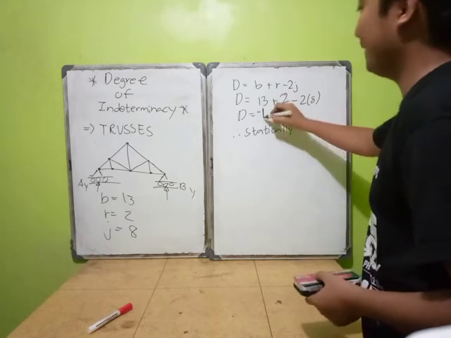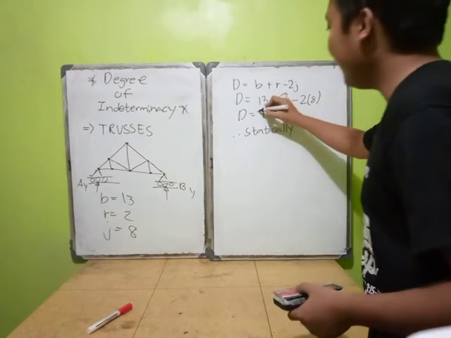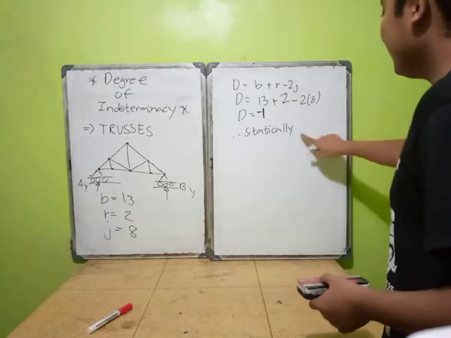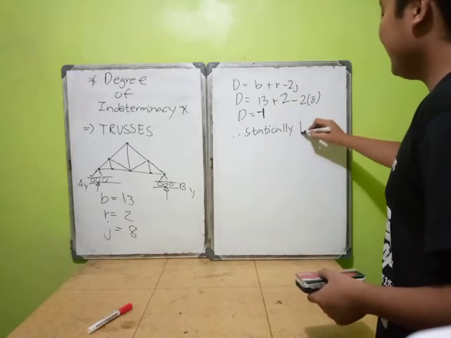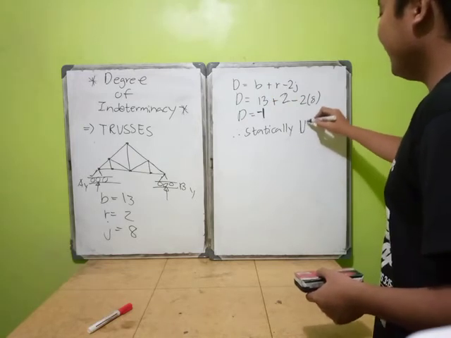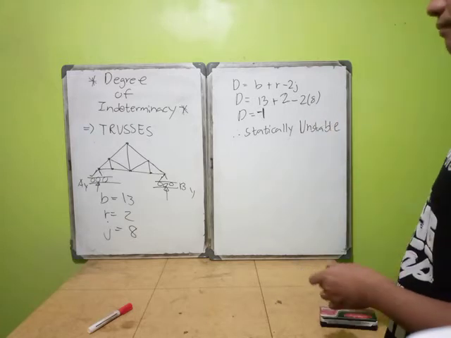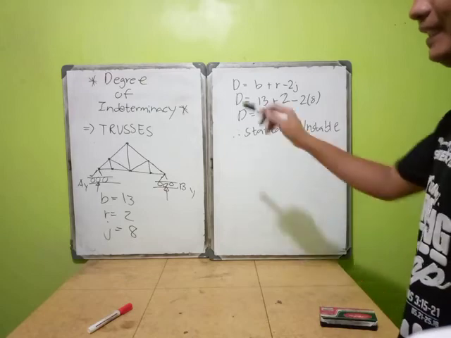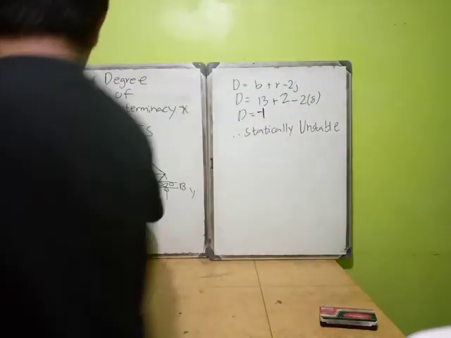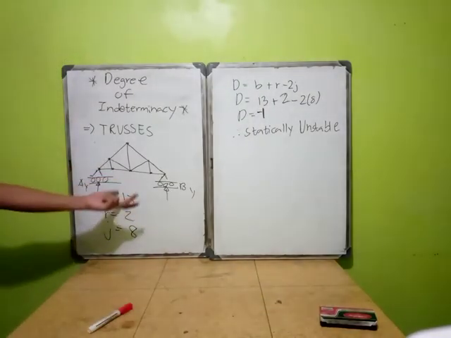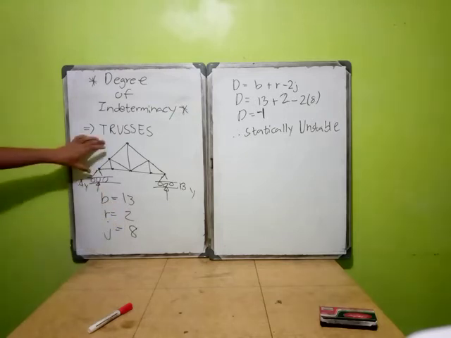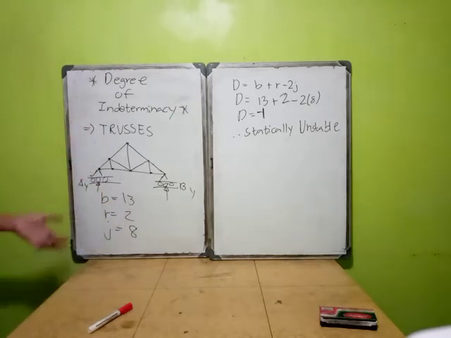Negative 1. And we know that if D is less than 1, it is therefore statically unstable. Ibig sabihin, hindi to pwede. Babagsak to. Okay? This truss is bound to fail because it is statically unstable.